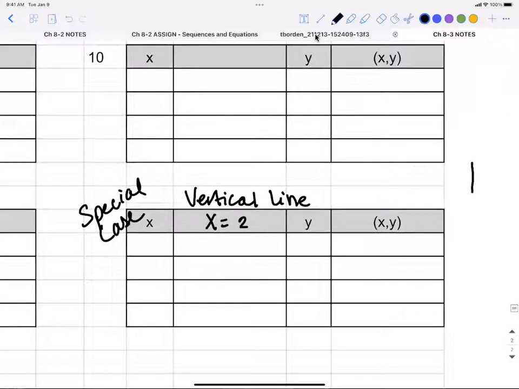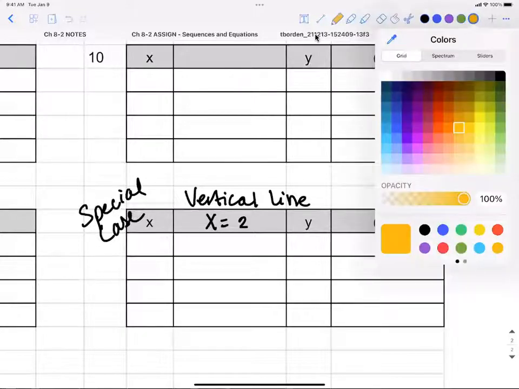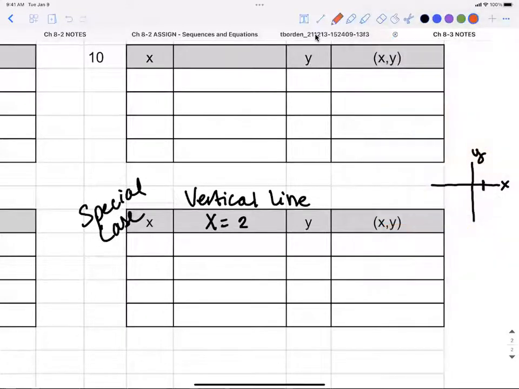And if we want to know what the graph would look like, this is your x-axis and your y-axis. If this is what we're calling 2 on my graph, because I don't have numbers on it, but that looks like about where x equals 2 would be, then the graph is going to look like this. And it's going to be a vertical up and down graph.